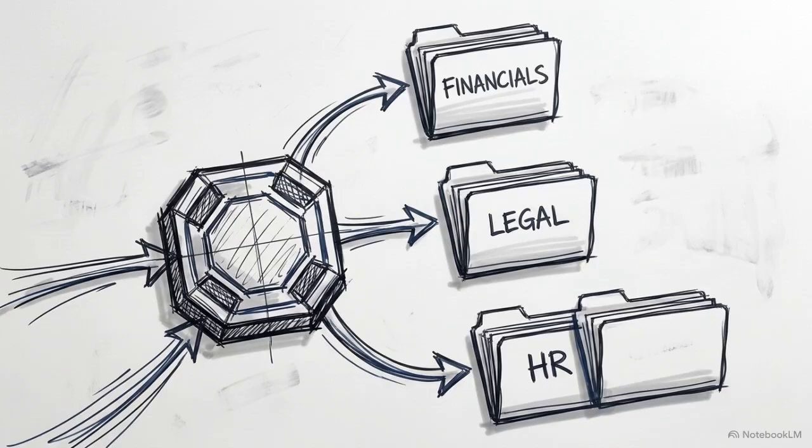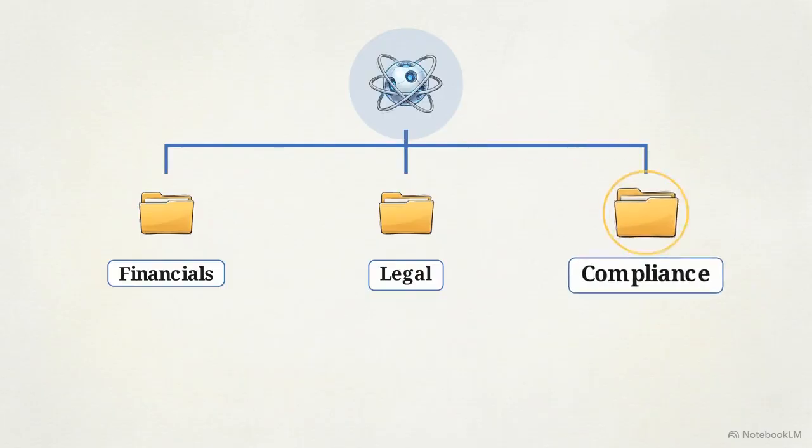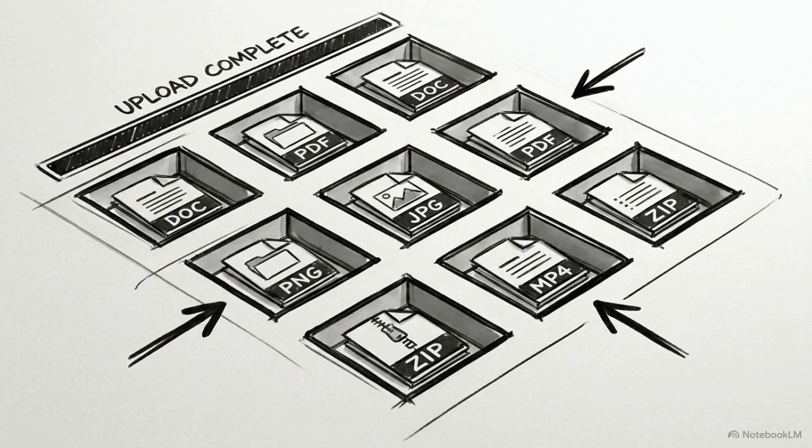Second, add a source map. This acts as a master table of contents, outlining exactly what type of information is stored in each of your chunked files, so the AI knows where to look. With the stabilizers in place, you can now upload your chunked research files directly into the NotebookLM source panel.